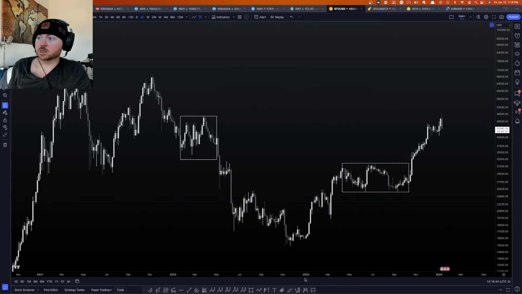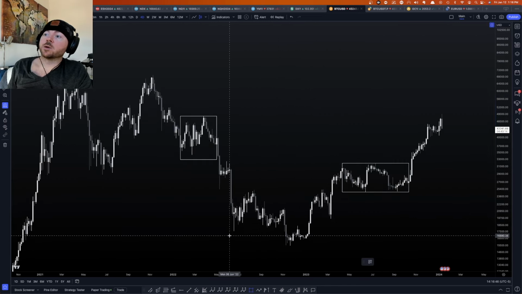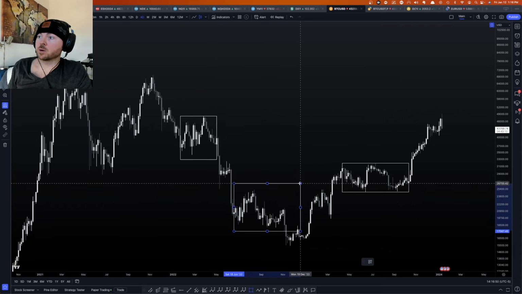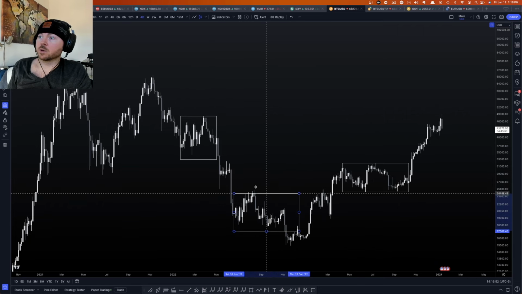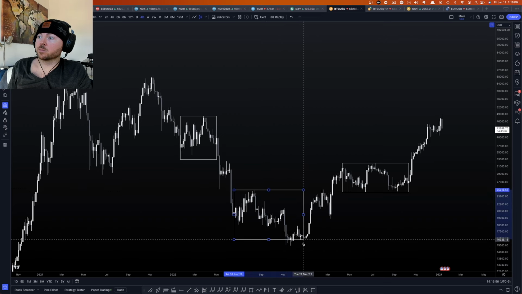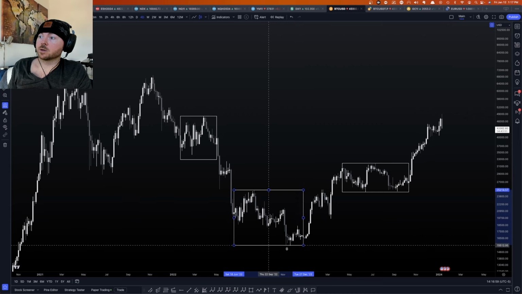It's interesting because if we think of this whole area here as another accumulation range, I'm gonna pull it to the first low, and then just take it to where the momentum started to reverse here.